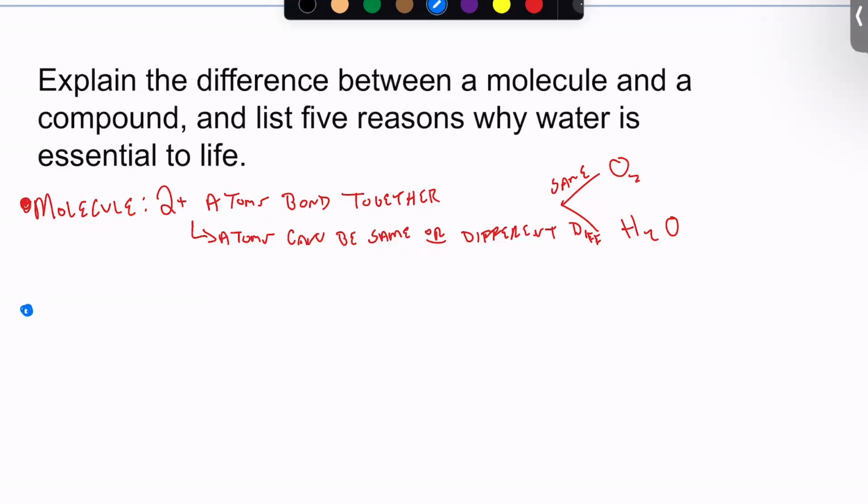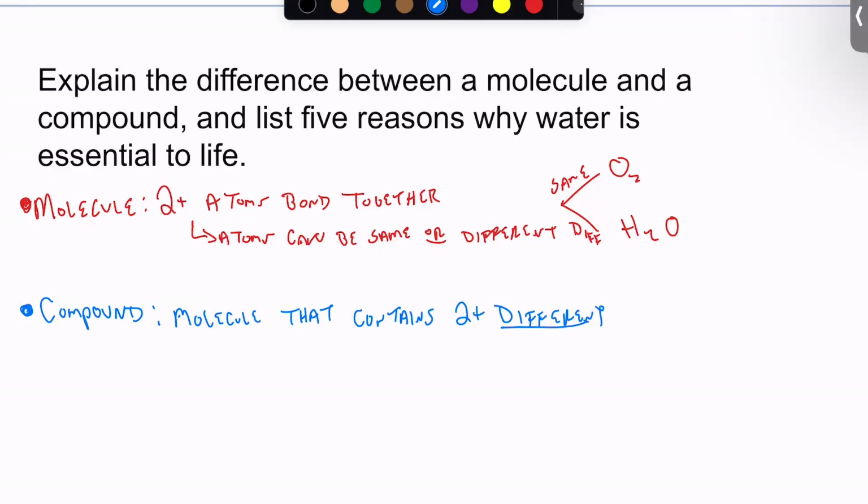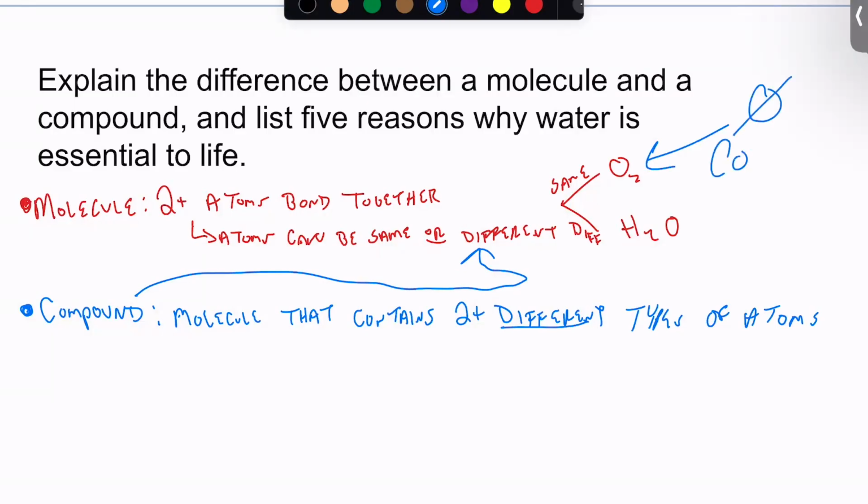Okay, then we have a compound. The compound is just a molecule that contains two or more different types of atoms. So real quick, all compounds are molecules, but not all molecules are compounds. This is not a compound. But this is a compound because it has two or more different types of atoms.